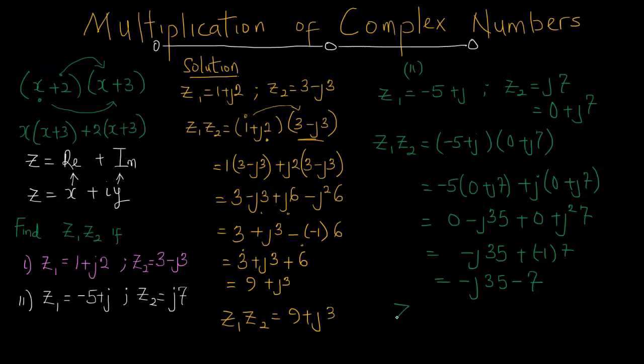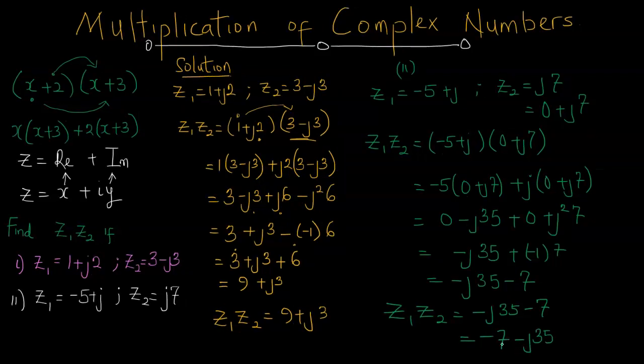Thus, I can see that the product z1 z2 is minus j35 minus 7, and I can write this as minus 7 minus j35. Right here we would see that negative is common, so we can have a negative here. This is 7, this is 35. I can also factor out the 7. So negative 7 factored out from negative 7, that's 1. Negative negative is positive, so I've got j. Factoring 7 from 35, I'm left with 5. Therefore, z1 z2 is negative 7 brackets 1 plus j5.